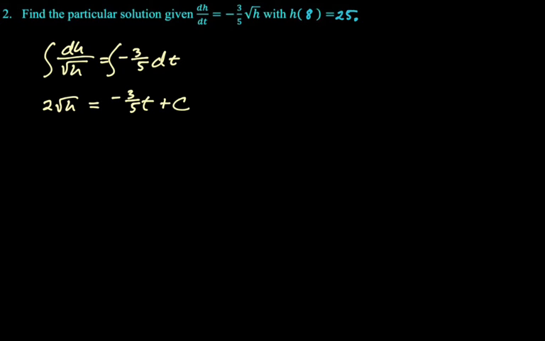I'm going to solve for c at this step because there's no natural logs involved. So we have this. So 2 root 25 is negative 3/5 times 8 plus c. I mean, it still doesn't work out all that nicely.